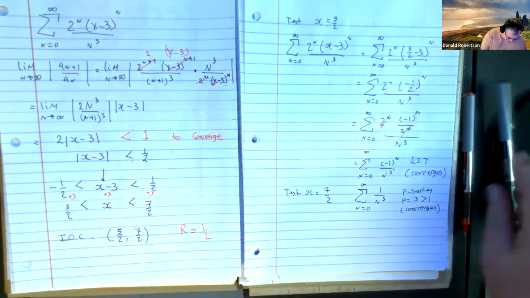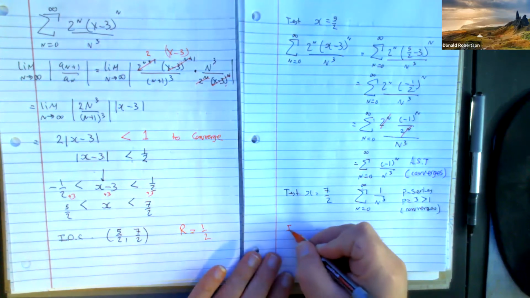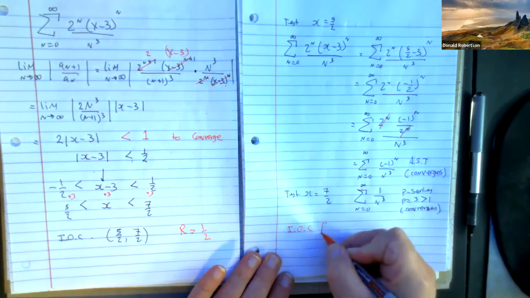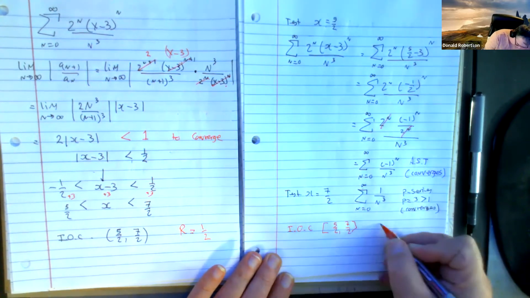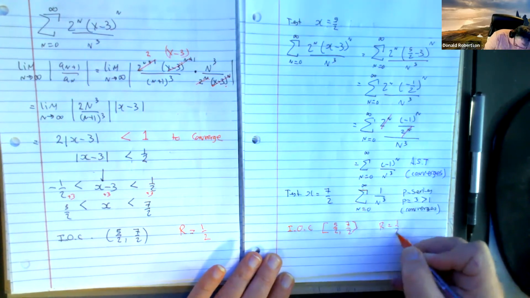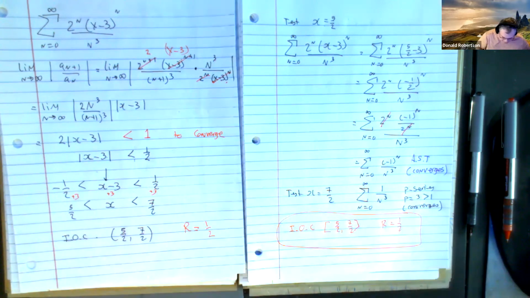So it looks like in this question, both endpoints converge. So the interval of convergence is 5 halves to 7 halves, and the radius of convergence is a half. And after all that hard work, that's all you write down in your homework, those two things.